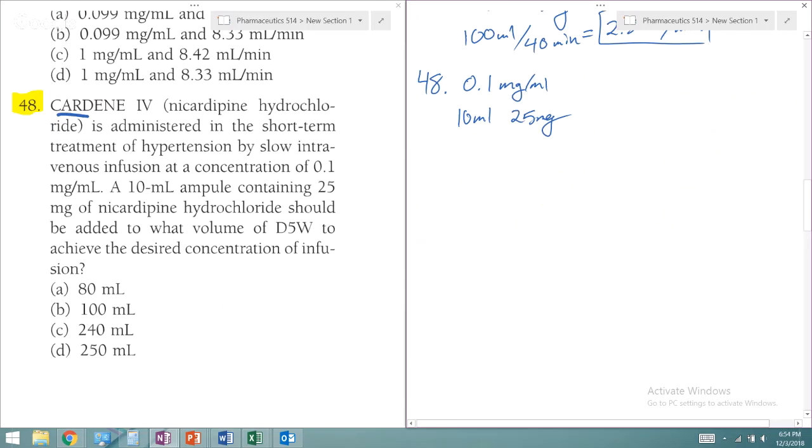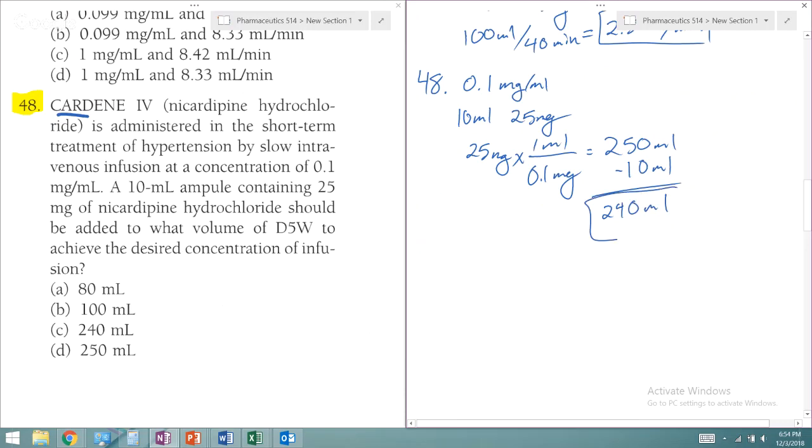Okay, so we have 25 milligrams. We're going to divide that by the concentration to find out how many milliliters. And that is 250 mLs. So we need a 250 ml bag, but we're going to add this to it. So it already has 10 milliliters. So we need 240 mLs. So that is what we need. So that is C. You need, and then that is it for this.